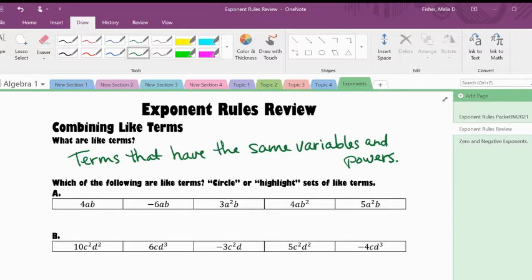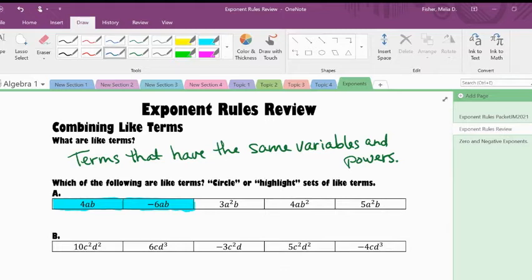Looking at A, let's identify which ones are like terms. So you can circle or highlight. I'm going to highlight in different colors because there are different sets of them. I look at the first term, 4ab. There's an a to the power of 1 and a b to the power of 1. When I look at the second term, again, I have an a to the power of 1 and a b to the power of 1. So I have the same variables with the same powers.